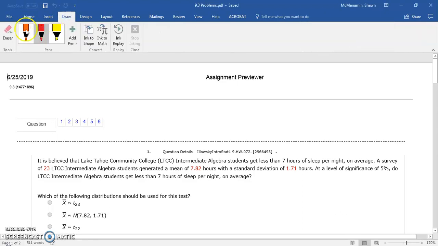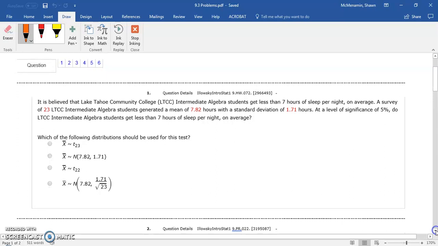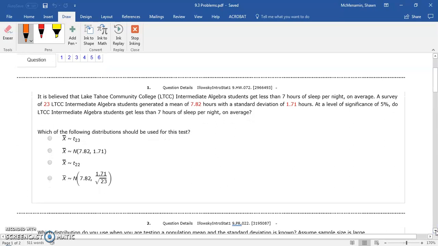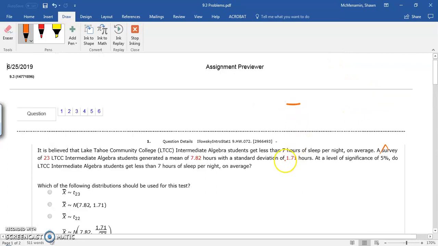So section 9.3, it says that it is believed that Lake Tahoe Community College students get less than 7 hours of sleep per night. A survey of 23 students had a mean of 7.82 and the standard deviation of 1.71. That standard deviation of 1.71 is in regards to the sample of 23 students.